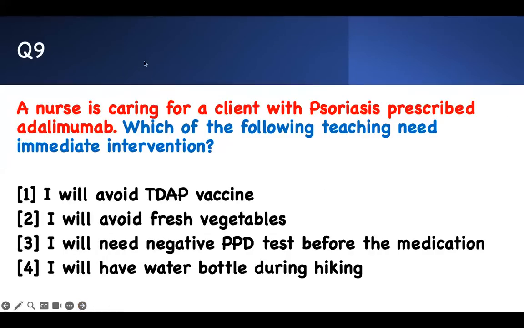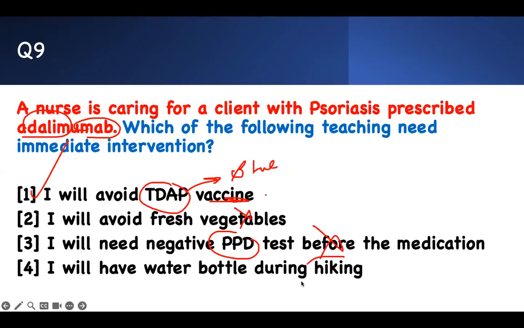Number 9. A nurse is caring for a client with psoriasis prescribed, you see the mab there, TNF-alpha, adalimumab. Which of the following teaching needs immediate intervention? I will avoid Tdap vaccine. Tdap vaccine is not a live vaccine. So this is good. You should not avoid it. So this needs intervention. I will avoid fresh vegetables. That's good. I will need a negative PPD test before initiation. Good. I will have a water bottle during hiking. Don't drink from a water fountain. So the only one that needs intervention is number 1.